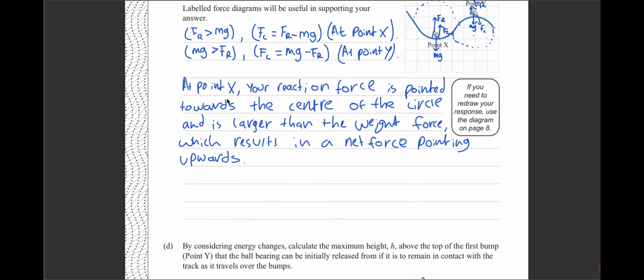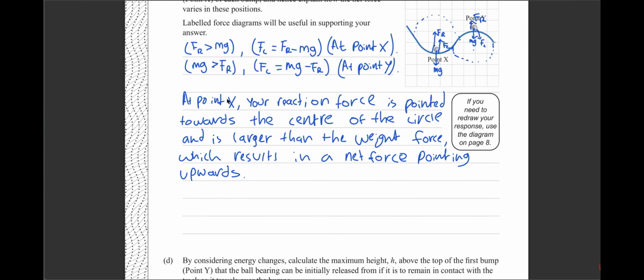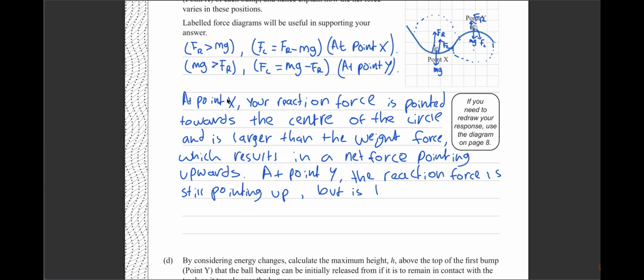And then we can similarly write something for point Y. At point Y, the reaction force is still pointing up, but your weight force, which is mg, is greater than the reaction force, because our gravity force is providing the centripetal force. mg provides Fc, and Fc points down. Cool.